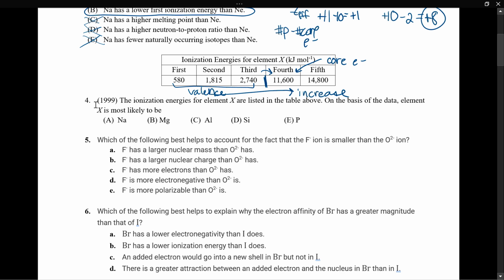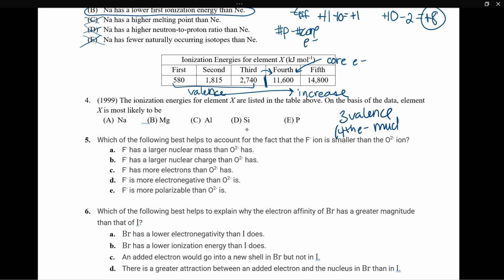And so what that tells us then is it looks like this atom has 3 valence electrons. The reason I know that is because the fourth electron is much harder to remove than the third one. So I can infer that that fourth electron must be a lot closer to the nucleus. So then you look at which element has 3 valence electrons. Of these options, only one of them has 3 valence electrons. So it must be aluminum.